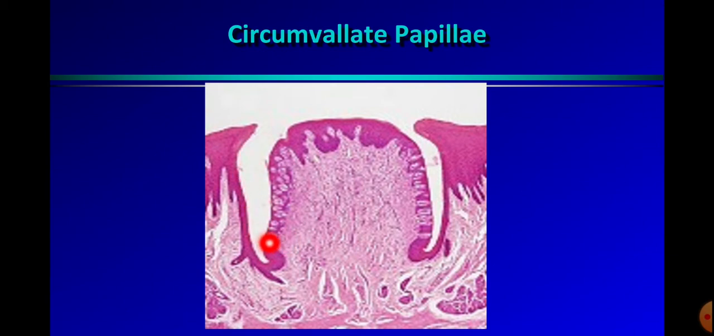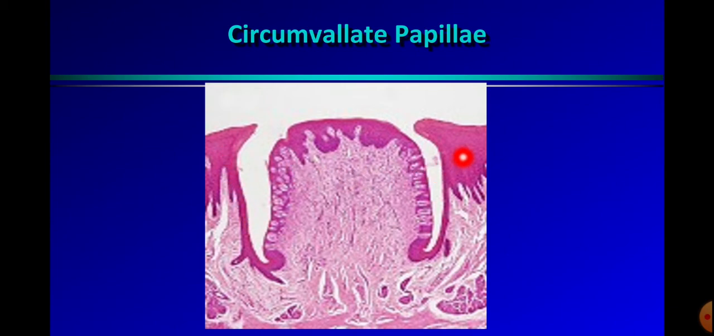It is separated from the tongue by a circular sulcus. Okay, so here this is the circular sulcus, and this is the wall of the papilla. This is the dorsal wall of the papilla. This is the side wall of the papilla. The side wall shows the presence of a number of taste buds in it. These are the taste buds present in the circumvallate papilla. This is the circular sulcus present here. This is the largest of all the papillae.